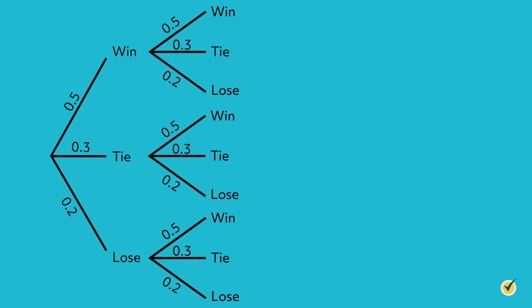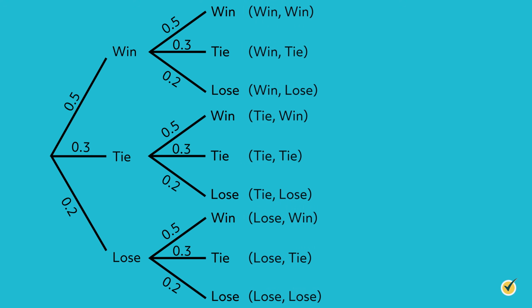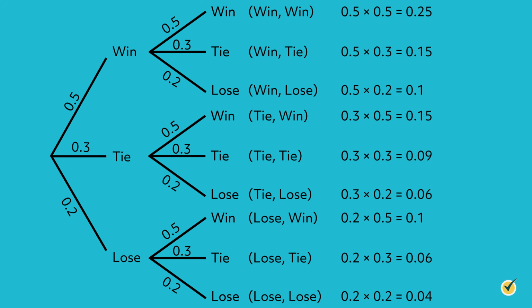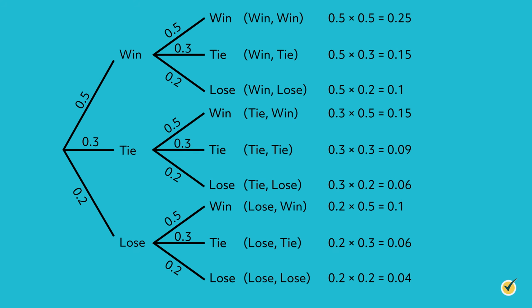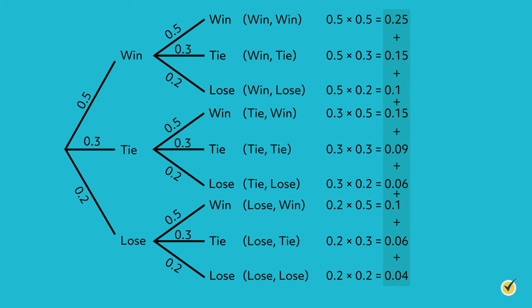Now that we've represented the results of 2 soccer games on a tree diagram, let's find the overall probabilities of these scenarios. Multiply along the branches for each scenario to find the overall probability of each outcome. Check your work by finding the sum of the overall probabilities in the column to the right. The sum of these values is equal to 1, so the overall probabilities are correct.